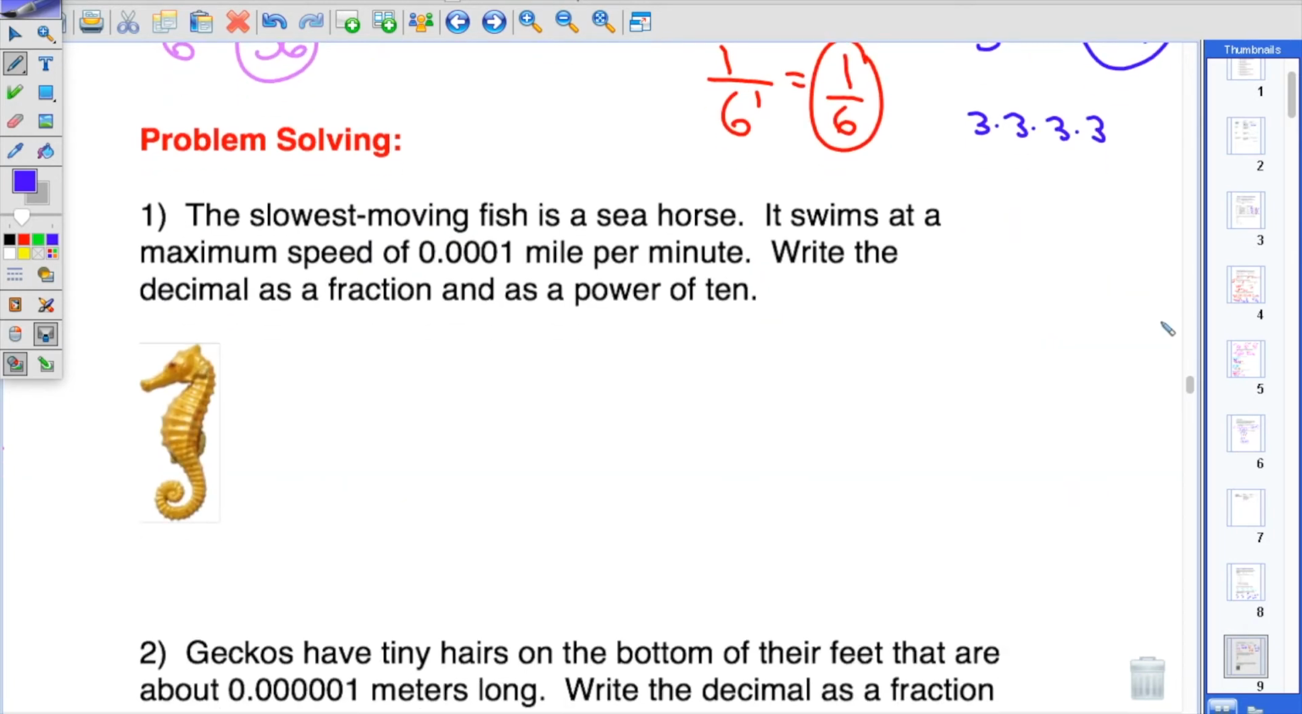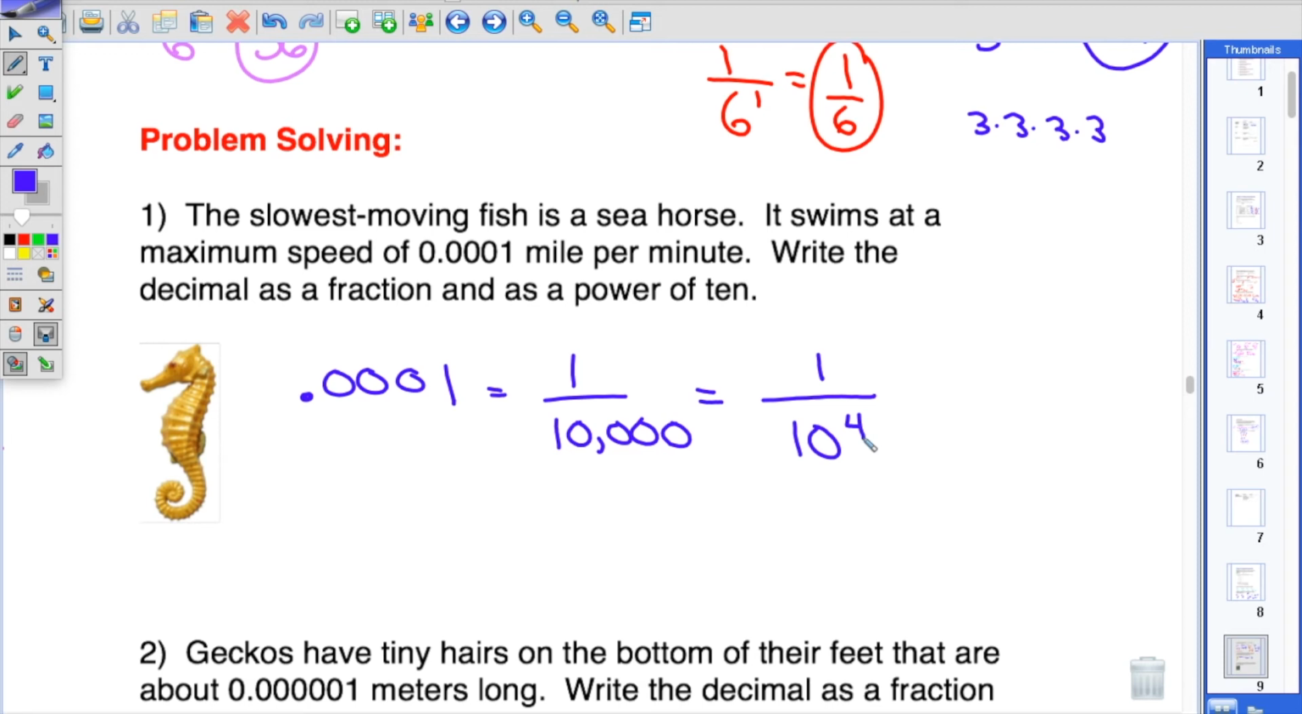Problem solving. The slowest moving fish is a seahorse. It swims at a maximum speed of 1/10,000 miles per minute. Write the decimal as a fraction and as a power of 10. So start by writing the original, which is 1/10,000. Writing that as a fraction, it's 1/10,000. Writing this as a power, it's 1/10, and since we have 4 zeros, to the 4th power, and then we can rewrite it using negative exponents, so we bring it up to our numerator, and it becomes 10 to the negative 4th power.